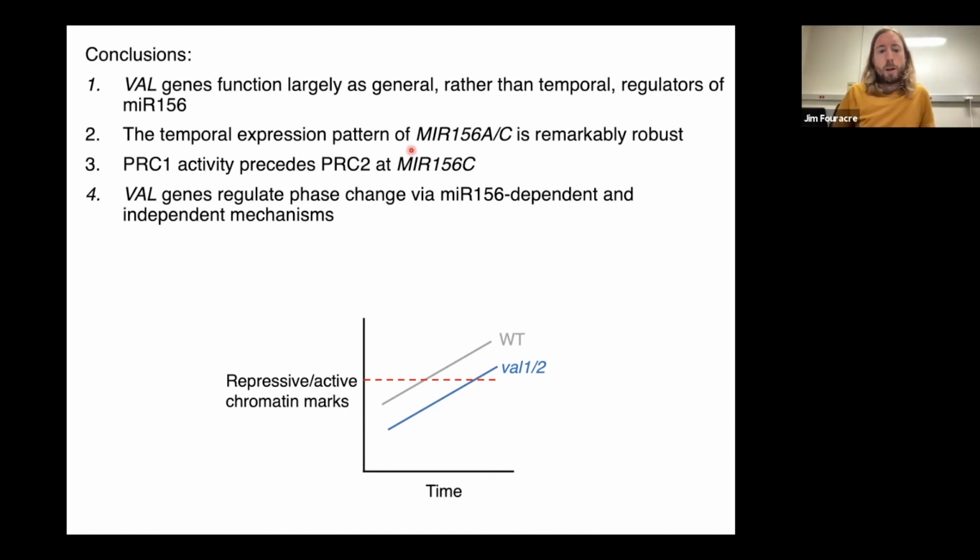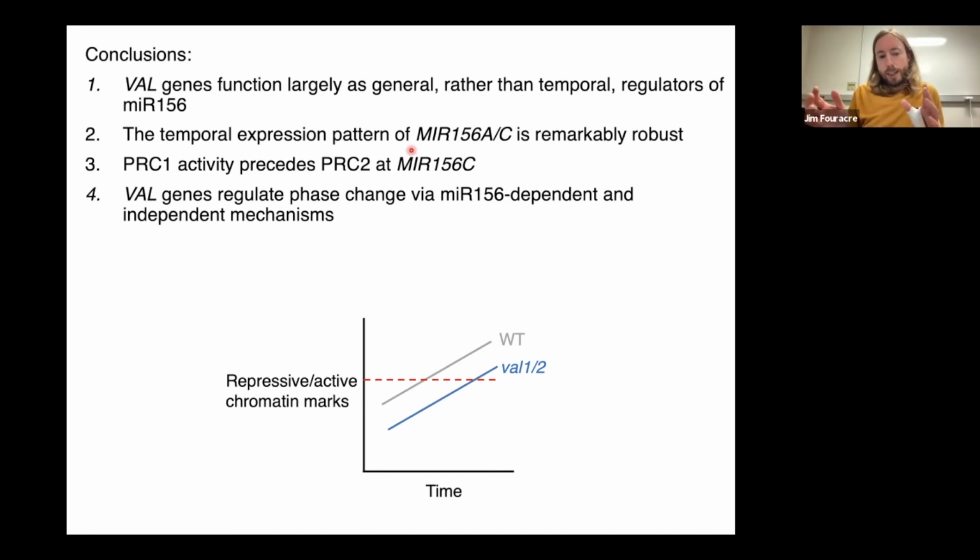Thirdly, that PRC1 precedes PRC2, and like I mentioned, this is important in terms of our understanding of how epigenetic silencing works in plants and how it makes it different to animals. And lastly, that VAL genes regulate phase change via 156-dependent and independent mechanisms. And this is consistent: VAL genes function at multiple nodes of the phase change regulatory pathway.